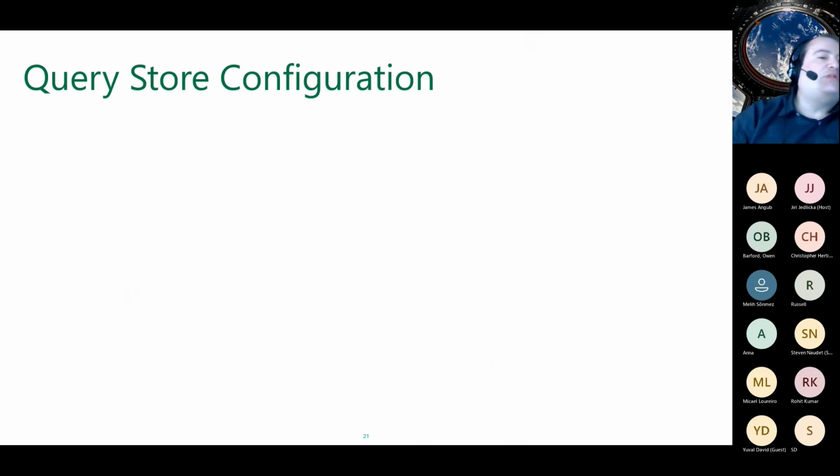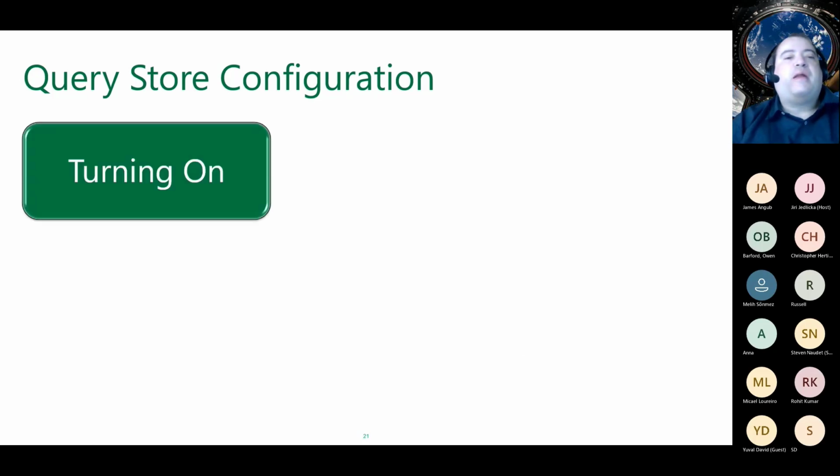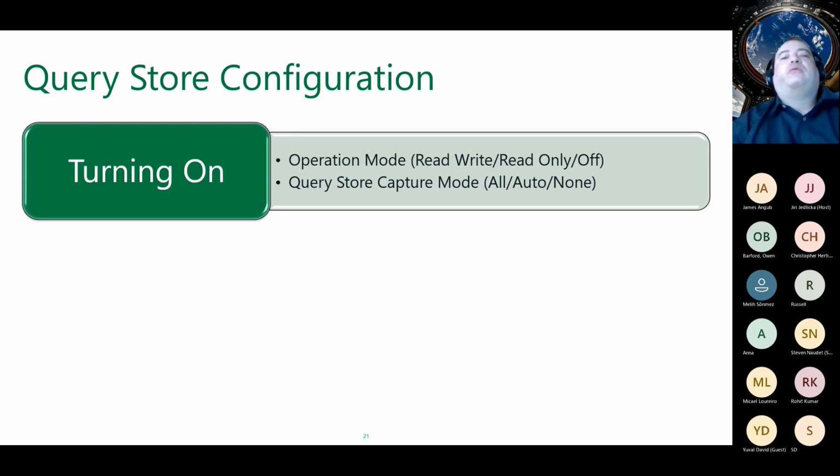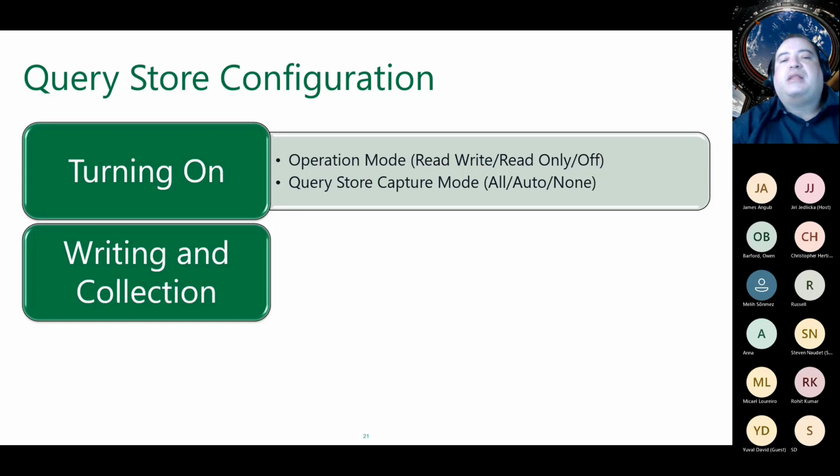So, some details about Query Store configuration. Turning on Query Store, we have the operation mode. The operation mode typically is read-write. This means that we will query the Query Store, and Query Store will write the data. If for some reason we want to keep the existing data, we can use read only. If the data reaches its maximum defined amount, it will automatically change to read only instead of read write, or we can turn off Query Store. Query Store capture mode can capture everything, define automatically what will be captured, or capture nothing at all.